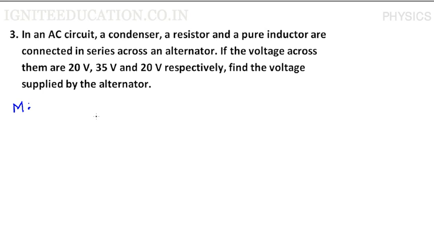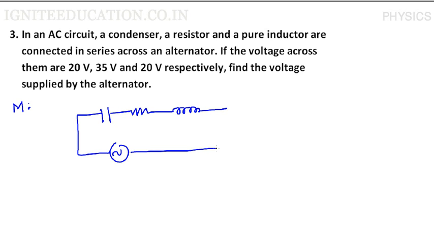So a condenser, that means a capacitor, and a resistor and an inductor are connected in series with an alternator or generator like this. And the potential drops are also given, that is 20 volts, 35 volts and 20 volts at the respective elements, and the total voltage is what we need to find out. That is the motto.